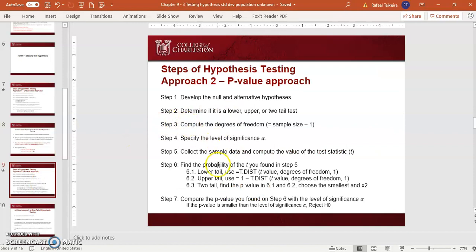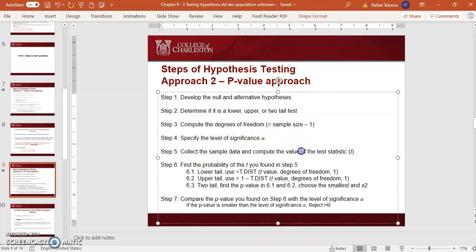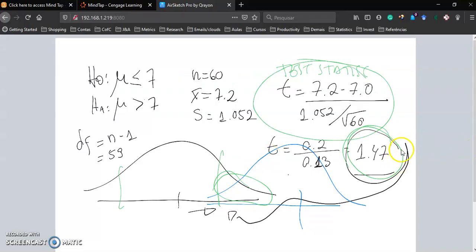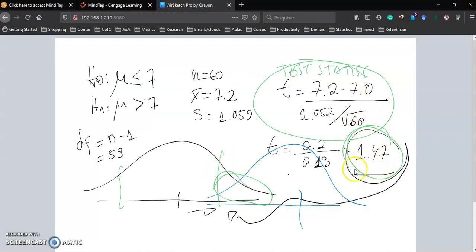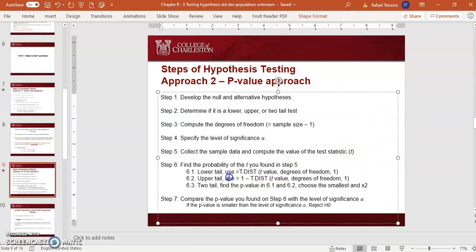And then we have the p-value approach, again, very similar to the p-value approach I showed you in the previous slide. So develop the null and alternative hypothesis, determine if it's lower, upper, 2 tail, compute the degrees of freedom, specify the level of significance, collect the sample data, and compute the test statistic, and then find the probability of the test statistic, this one. What's the probability of this test statistic? If it's lower tail, that's the reason you have to know if it's lower, upper, 2 tail. If it is lower tail, use this formula. Let me show you. Let's compute the probability of this test statistic using this formula.